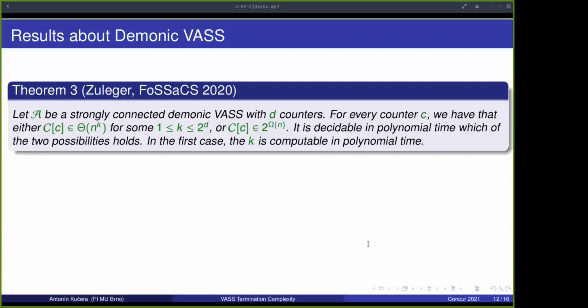This theorem can be visualized as follows. So this box represents the only strongly connected component of a given demonic VAS.